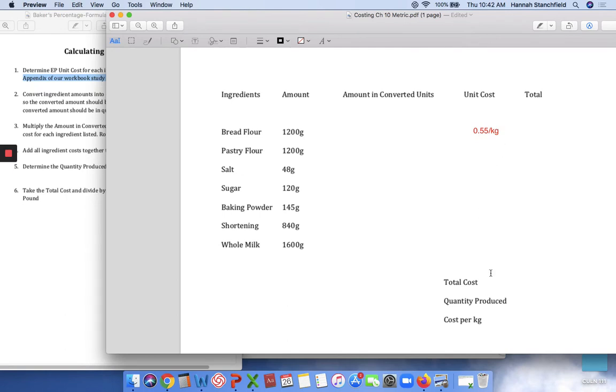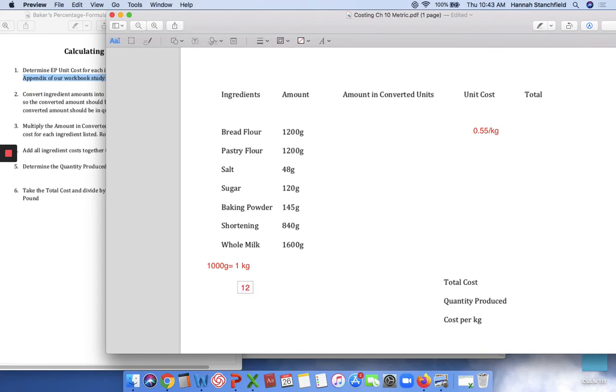Once all of my unit costs have been filled in, then I'll go to my amount in converted units. How we do that is either by changing our decimal point, because there are 1,000 grams in 1 kilogram, right? So 1,000 grams is 1 kilogram. Either we can move our decimal point over, or we can take this 1,200 grams and divide by 1,000. That's how we're going to get our amount in converted units.